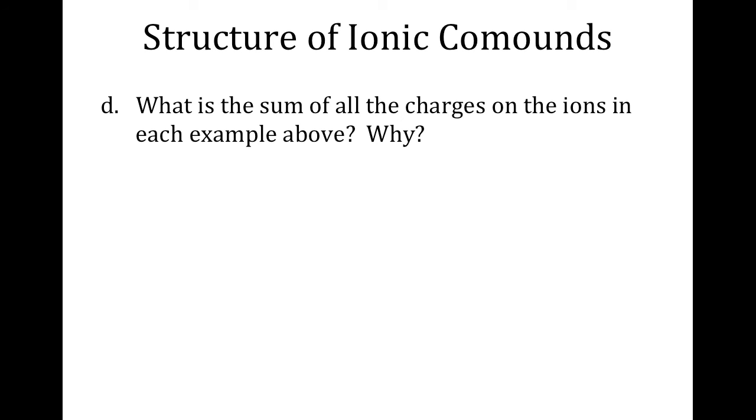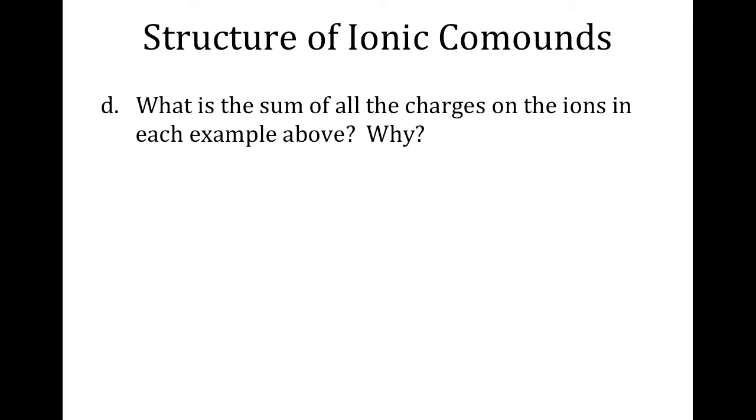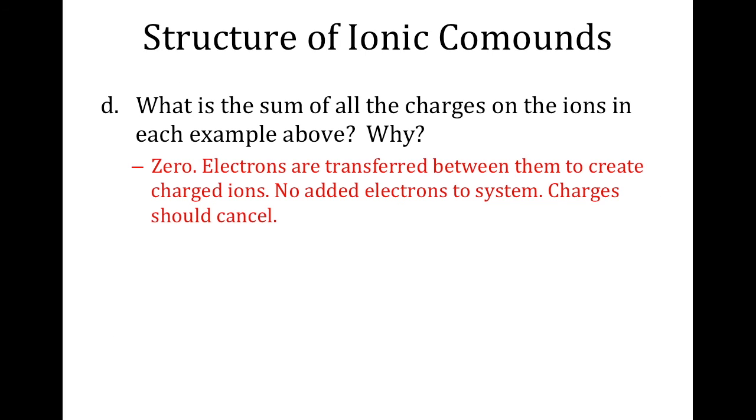What is the sum of all the charges on the ions in each example above? Well, if you look at our previous example, we have -2 plus 3, -2 plus 3, -2. If we sum up all our negatives, that gives us a -6. If we sum up all our positives, we get a positive 6. The sum of that is 0. Okay, so if we look, we get a sum of 0. Why is that? Electrons are transferred between them to create charged ions. No electrons were added or lost from the systems, so the charges should cancel.